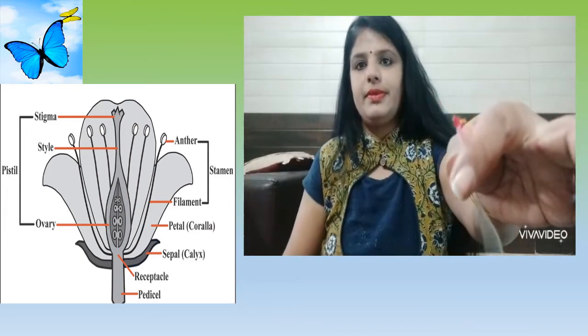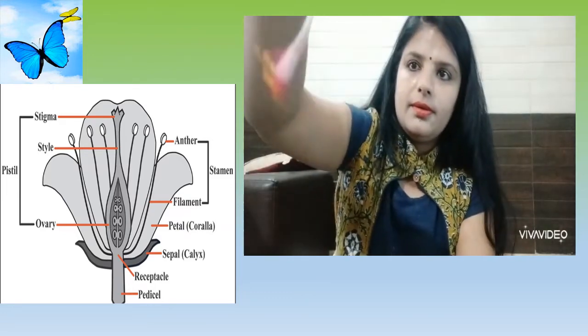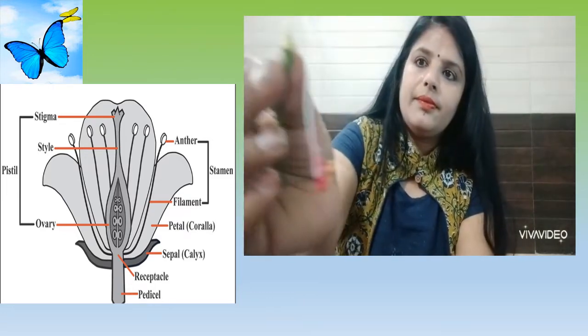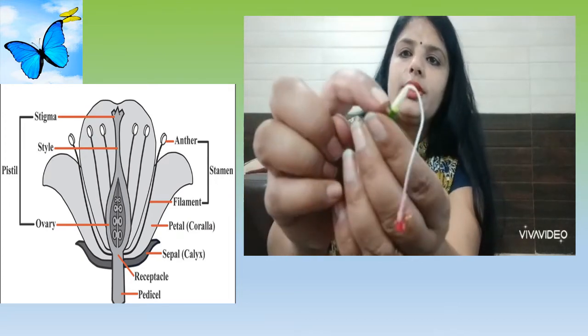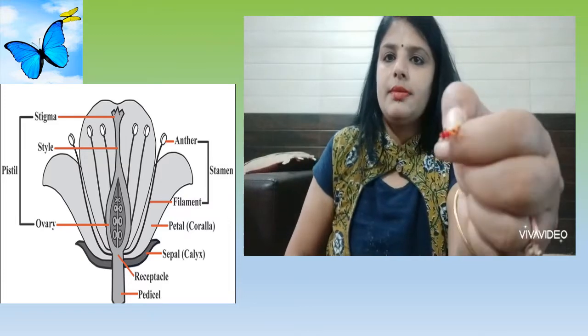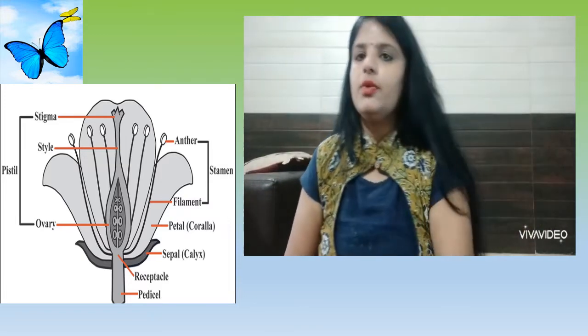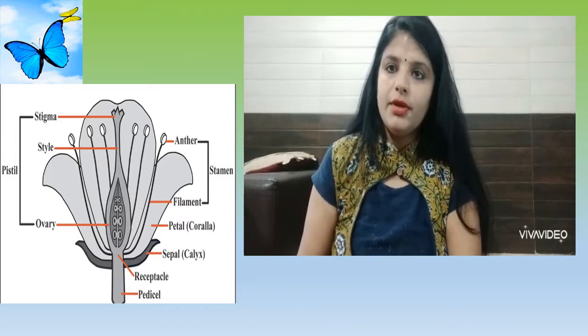It consists of the ovary. This part is known as the ovary. This one is the style, and this one is the stigma. Stigma is the site where all the pollen grains fall at the time of pollination. Okay, wait. This is another flower.